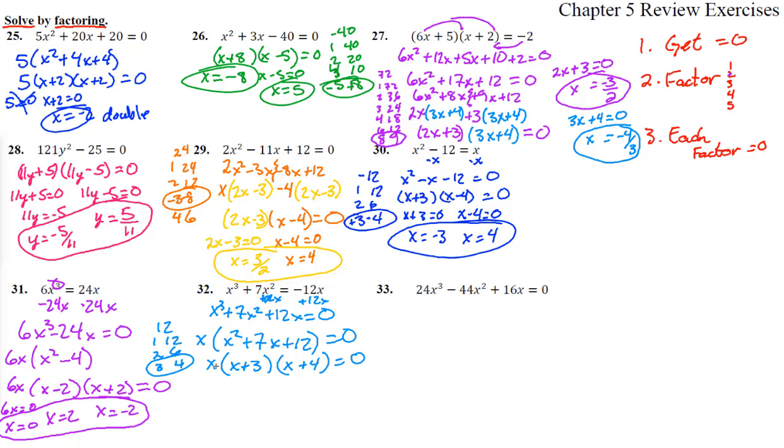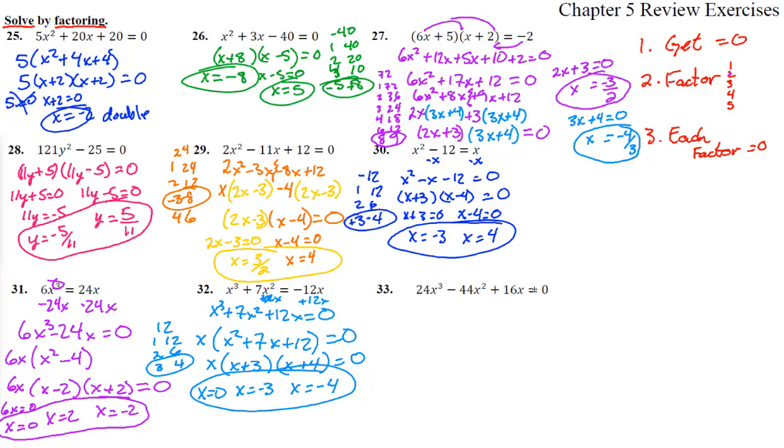Now we set each equal to 0. We get x equals 0. X plus 3 equals 0; we'd subtract 3 and we get x equals a negative 3. X plus 4 equals 0; x has to equal a negative 4. Excellent. And now number 33.